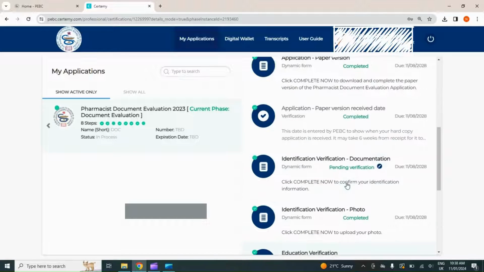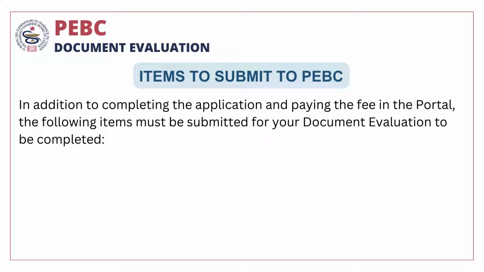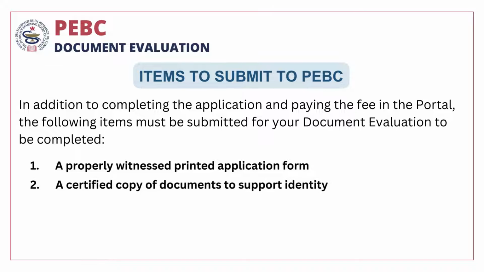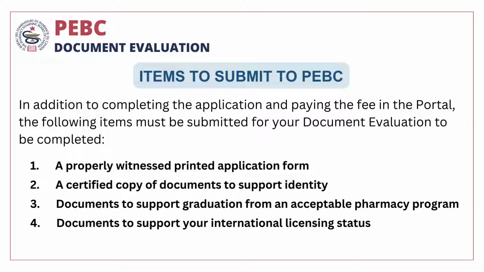Now let us move into the items required to submit to the PEBC. In addition to completing the application and paying the fee in the portal, the following items must be submitted for your document evaluation to be completed. 1. A properly witnessed printed application form. 2. A certified copy of documents to support identity. 3. Documents to support graduation from an acceptable pharmacy program. 4. Documents to support your international licensing status. The first 2 items should be sent to the PEBC from the candidate itself.